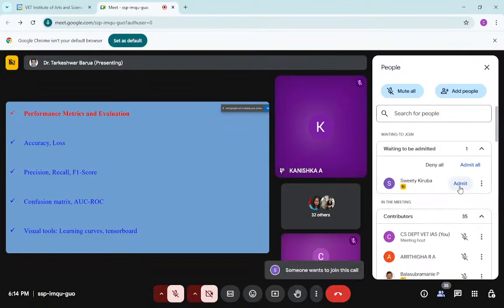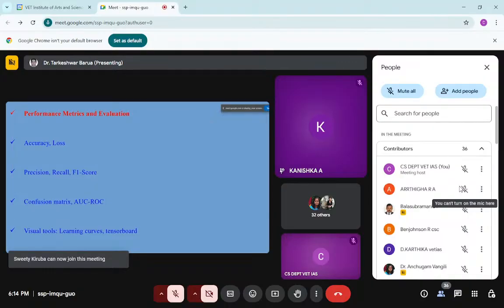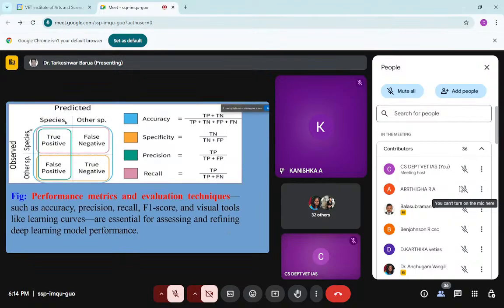F score, recall, confusion matrix, ROC, AUC curve. So this is how we need to plot accuracy or confusion matrix. Based upon the confusion matrix, we see how many true positives, true negatives, and false positives there are.